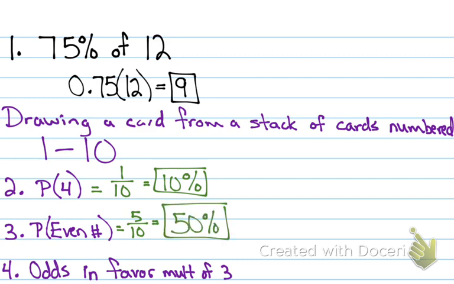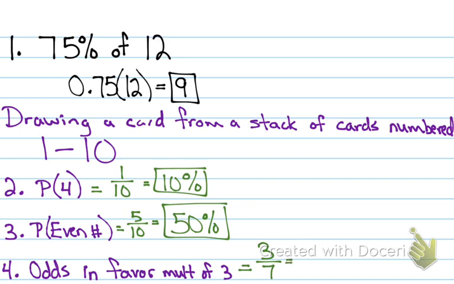Okay, now the odds in favor. First, I have to figure out how many numbers are multiples of 3. 3. So that's my favorable outcome. Since it's odds in favor, does 3 go on top or bottom? It goes on top. And what number would go on the bottom? 7. Would it be 7 or 10? 7, because it's odds in favor, so it's got to be favorable over unfavorable. If there are 3 numbers that are multiples of 3, that means there are 7 numbers that are not multiples of 3. 3 over 7.